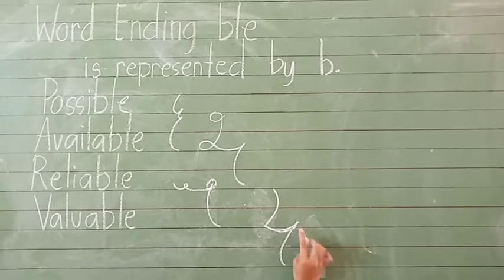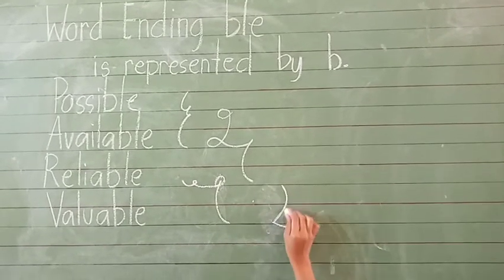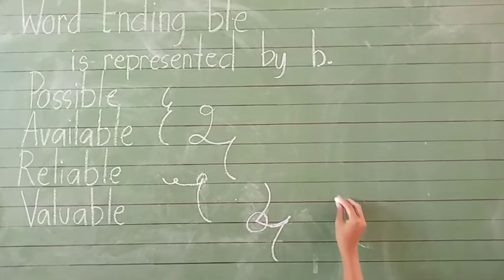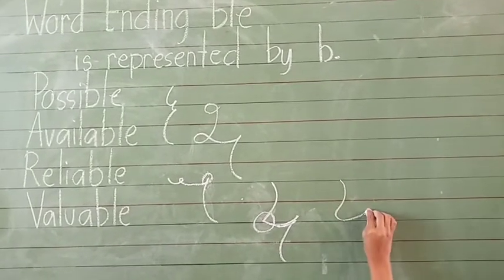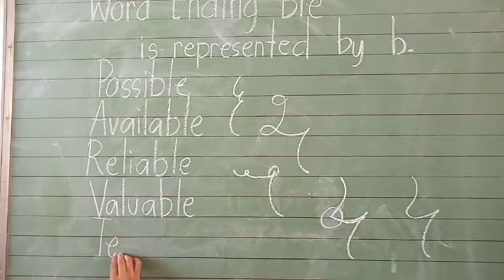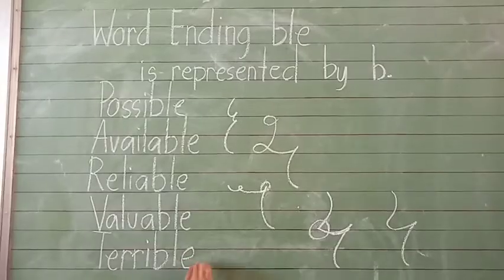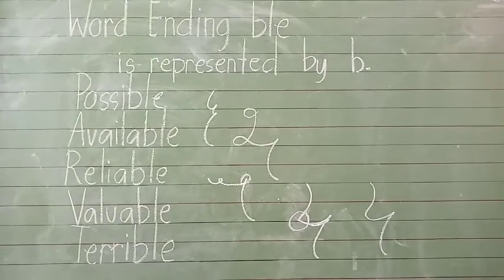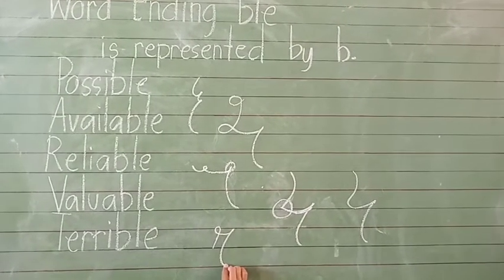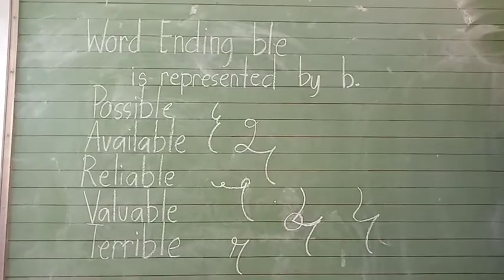This proof is not correct because valuable is written by V and L without an angle, like this. Next, terrible is represented by T, E, R, and B. These are the principle number 3, the word ending vowel.